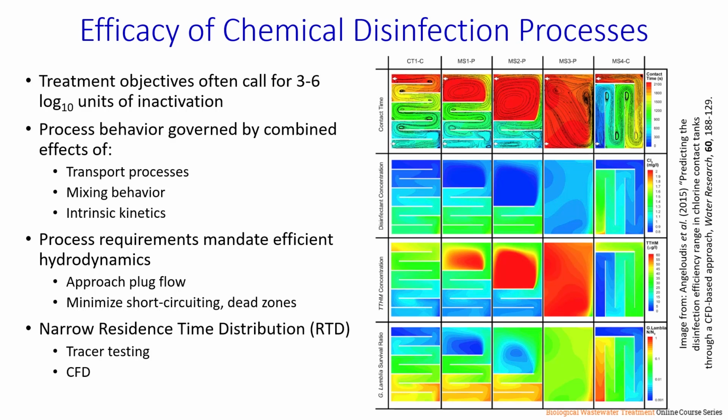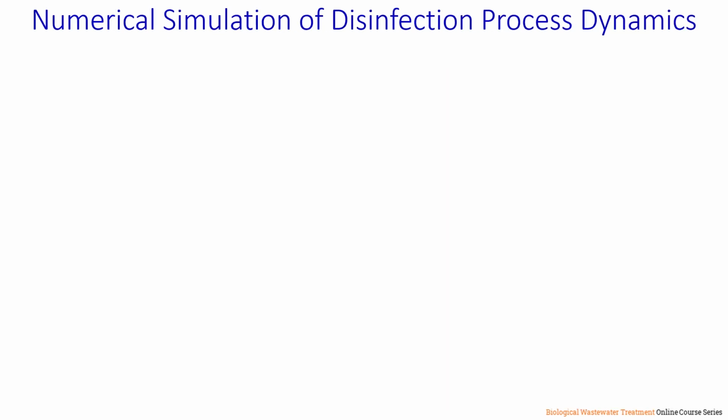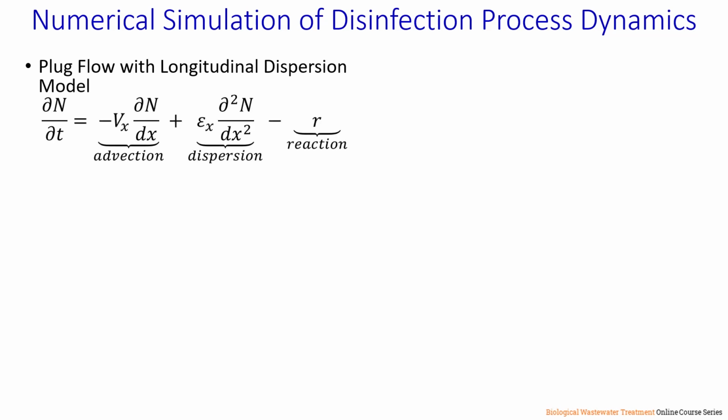We can characterize the residence time distribution function using tracer testing or computational fluid dynamics. When we go to design a disinfection system, oftentimes those designs are based on numerical simulations. Specifically, they will involve the use of the plug flow with longitudinal dispersion model, which looks like this.